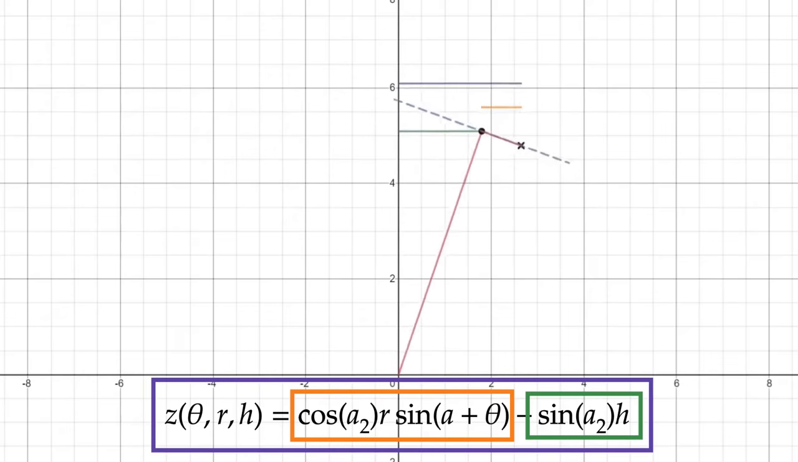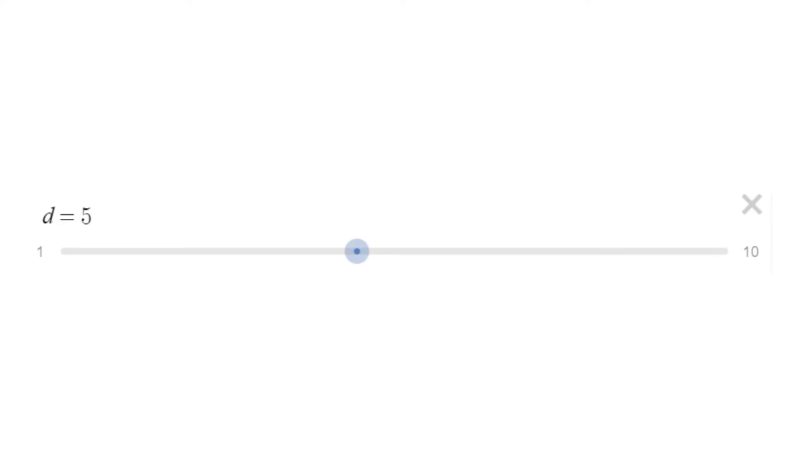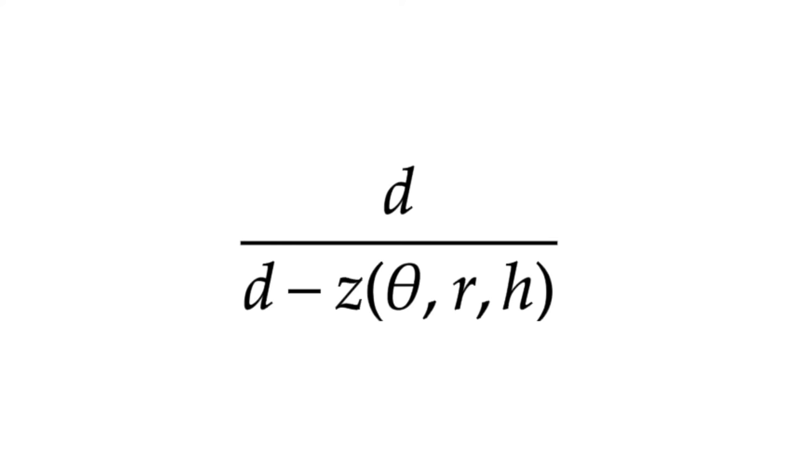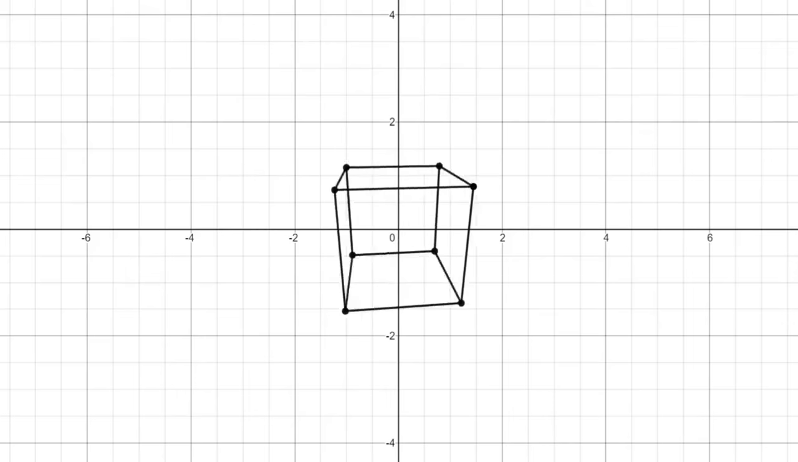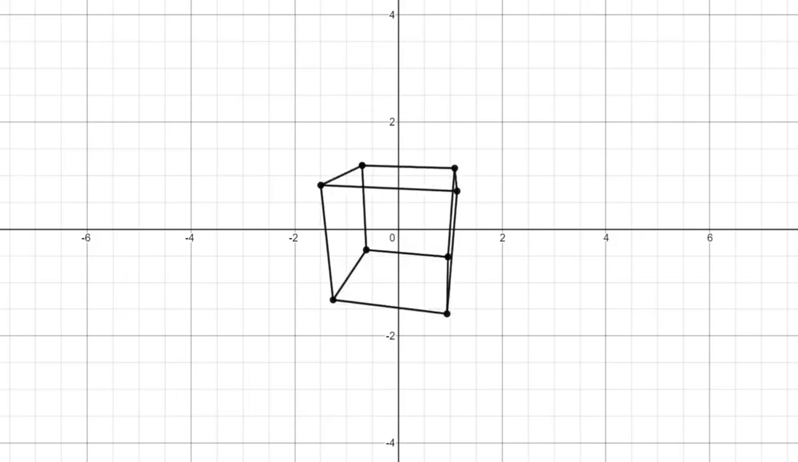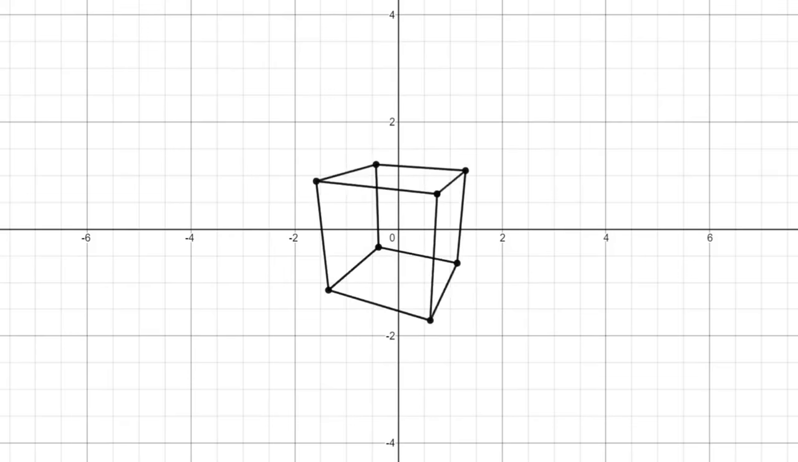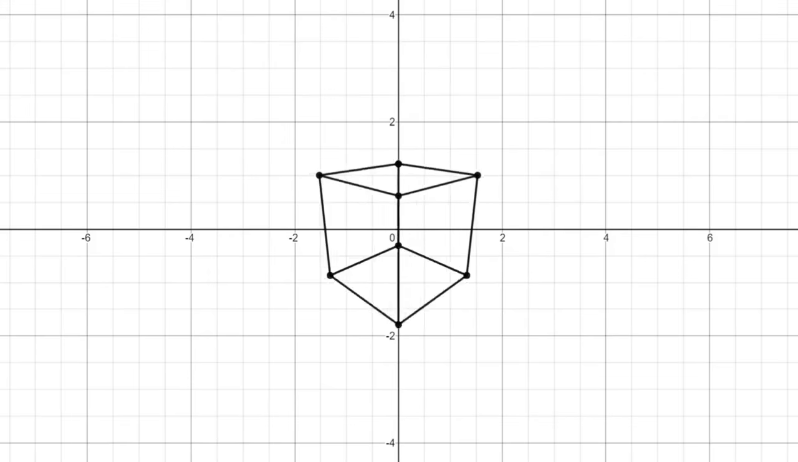Now that we know the Z coordinate of our points, we can create a distance slider and multiply everything by D over D minus the Z position of each point. It actually works, and since it uses trig instead of lists and sums, it runs fast. That's about all I have to say, so have some cool visuals before the video ends.